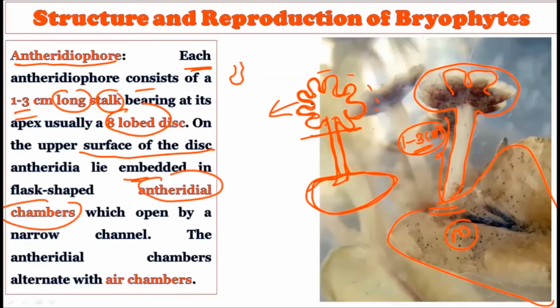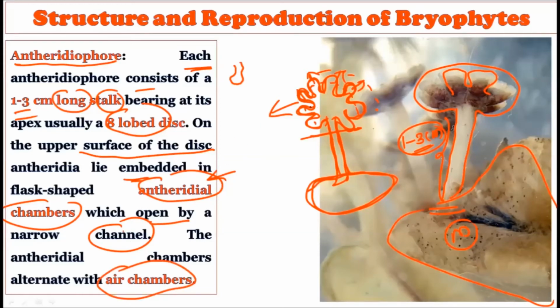Okay, inside what you have, the N 2 3 4, all these you are finding, this is the flask-shaped antheridial chambers. What type of structures is there? Antheridial chambers which open up by a narrow channel. They show some narrow openings from these antheridial chambers.